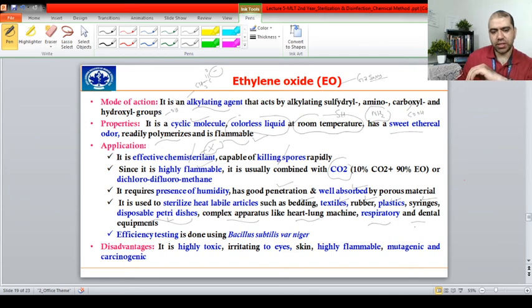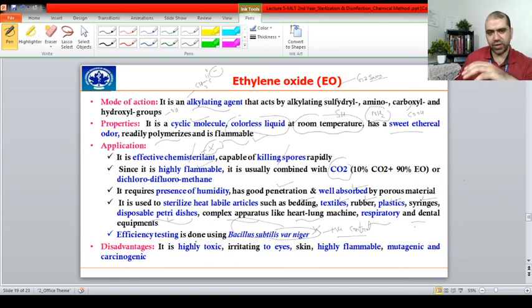Efficiency testing is done with Bacillus subtilis var niger. It's a spore-forming bacterium. If it kills this, it means your sterilization is complete. So you can use it as a positive control. What is a positive control? A positive control is the one that will ensure that your sterilization is okay.